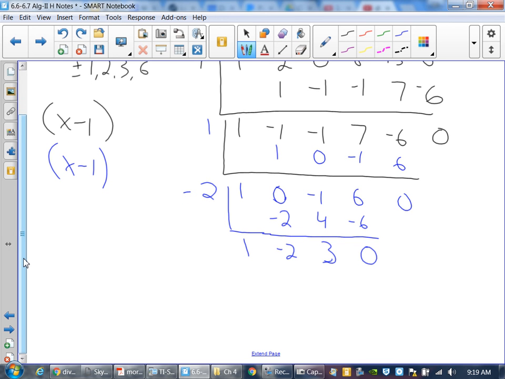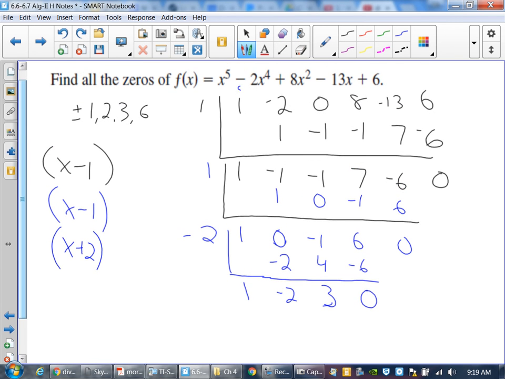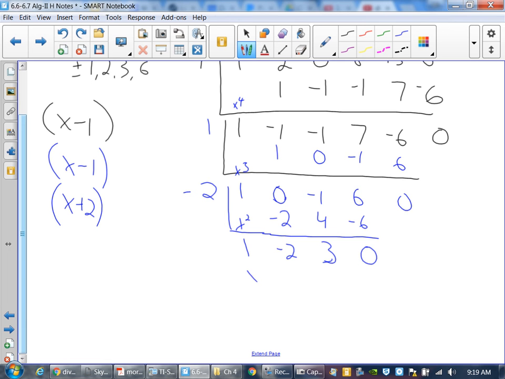0 at -2. Term is x plus 2. So now I've gone from 5th degree to a 4th degree to a 3rd degree. Now I'm at a squared. So this is the same thing as saying x squared minus 2x plus 3. What times what's 3 you add together to get negative 2?